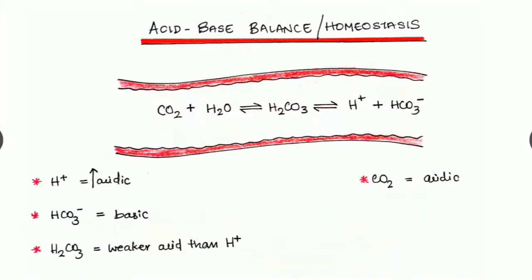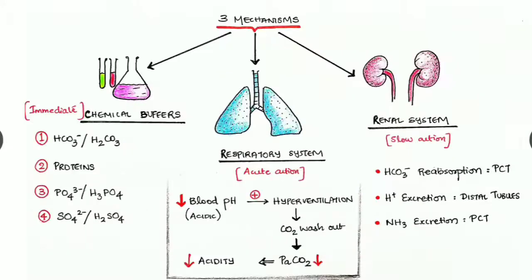And if any of this is varying, then these buffers act and regulate the pH and correct it to the normal value. Here we have to remember this equation. The carbon dioxide, which is an acid, combines with water to give carbonic acid, which is a weaker acid, and it shifts to the right, releasing the H+, which is an acid. The highest acidic nature is given by this H+, along with release of bicarbonate. It is basic.